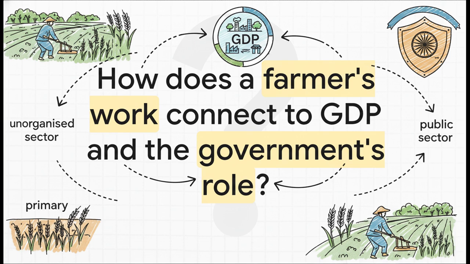And to leave you with a final thought, I want you to think about this question. How does the condition of a single farmer who works in the primary and most likely the unorganized sector connect to the country's GDP and highlight the role of the government?